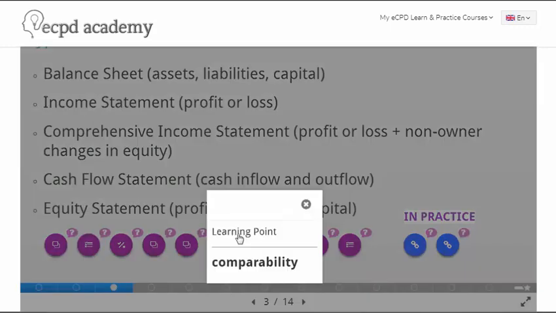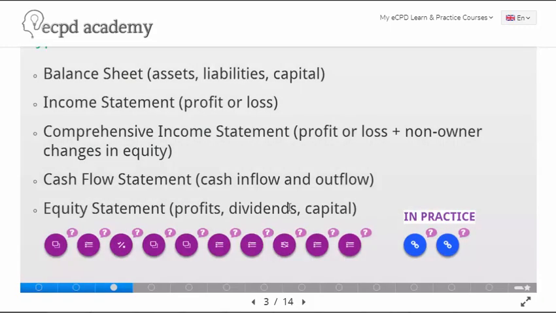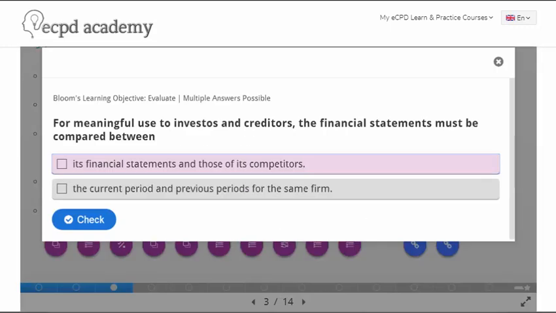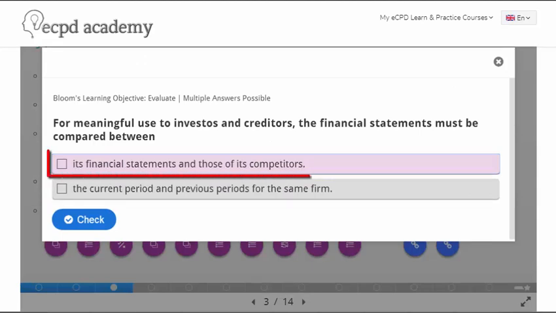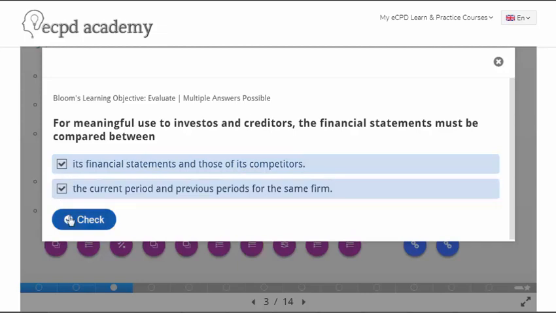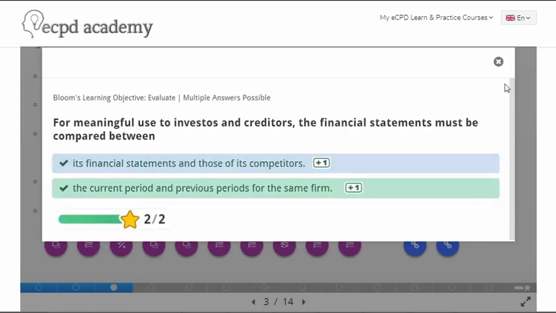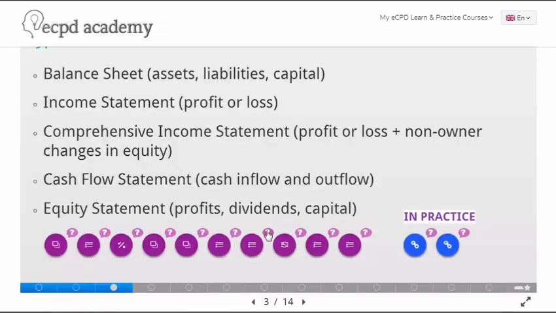The next learning point elaborates on comparability of financial statements. The question stem asks us whether comparison must be made between periods of the same firm or between different firms or both. Well, this seems a practical question, as it is a more meaningful comparison to do both, and this should be the answer. Thus far, we just described the different types of financial statements. But what is the objective of financial statements?